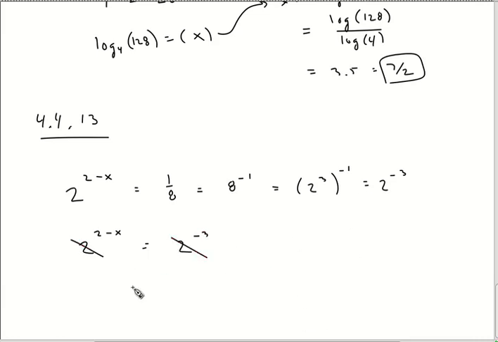Cancel your 2's out. 2 minus x is equal to negative 3. Solve for x. I'm going to add x to both sides to start with. And so we got 2 is equal to negative 3 plus x. Add 3 to both sides. And so x is equal to 5. Okay. Cool. That wasn't too bad.